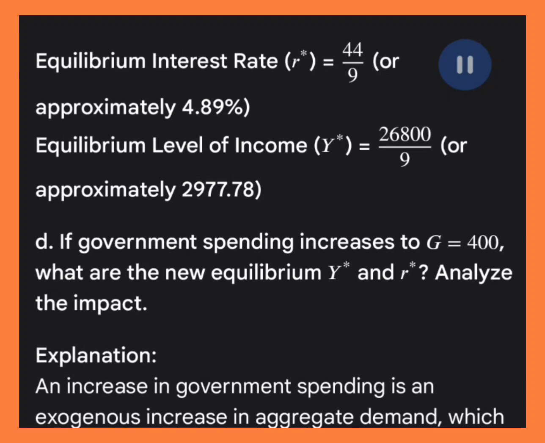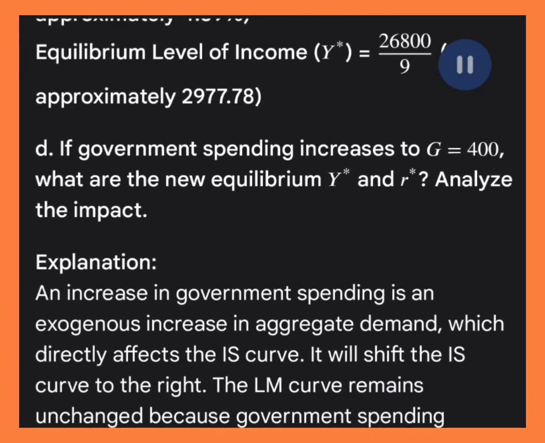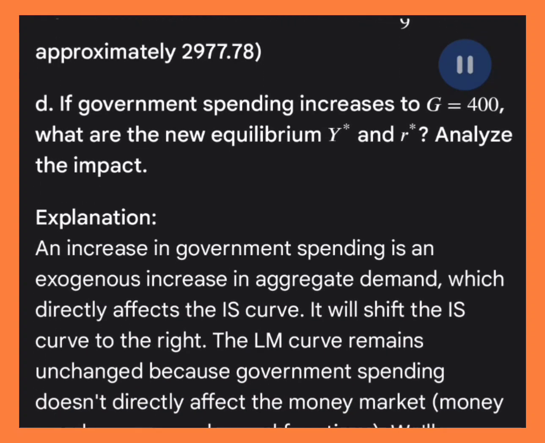Equilibrium level of income Y* equals 26,809 over 9, or approximately 2,977.78. Part D: if government spending increases to G equals 400, what are the new equilibrium Y* and r*?